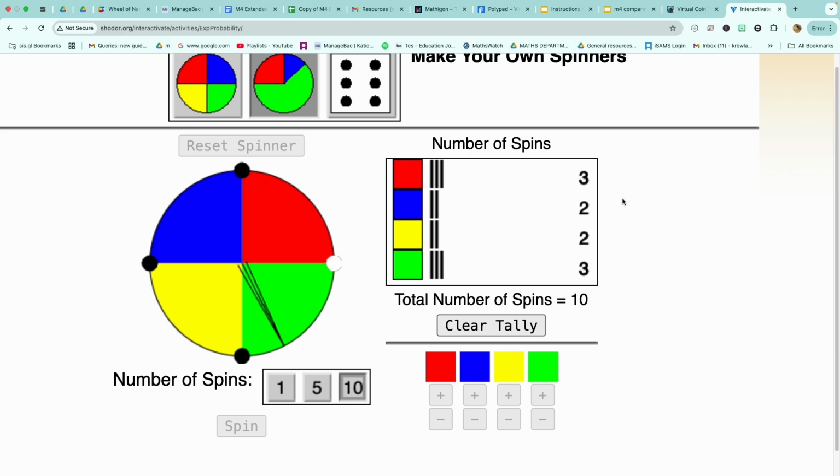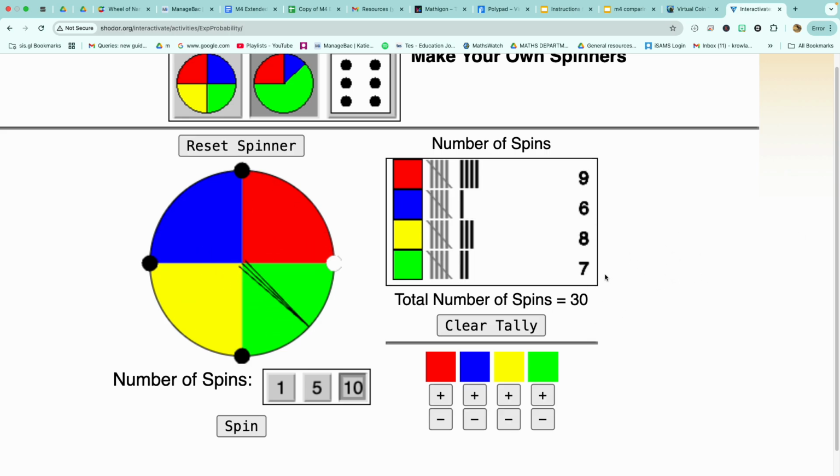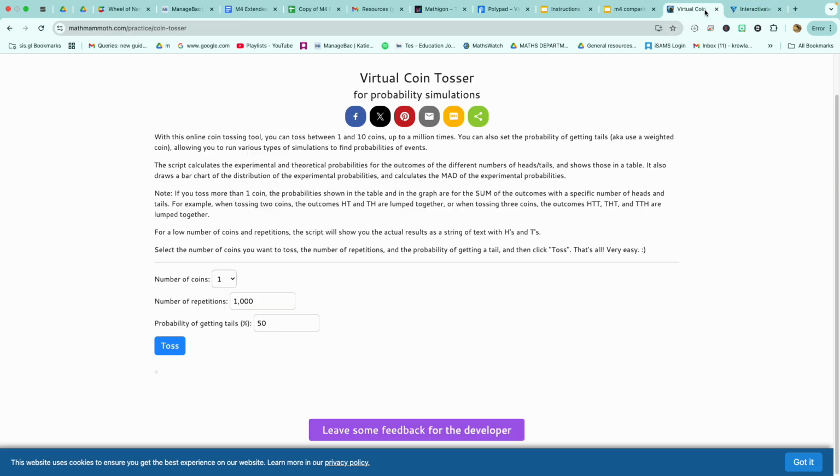And we're now going to add another 10. And our results are going to be 5, 5, 5, 5. That's exactly the same as the theory, because each is a quarter, or 5 out of 20, 5 out of 20, 5 out of 20. You could write that as 25%. Now it's 9, 6, 8, 7. You can see that the experimental probability doesn't always match the theoretical probability.